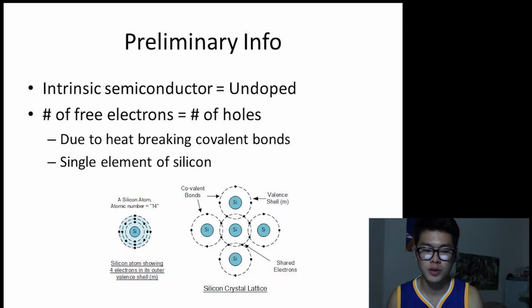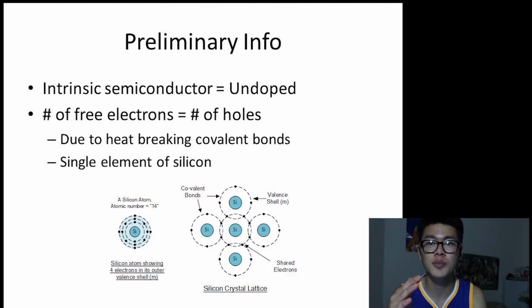Intrinsic semiconductor, which we'll be using, is referencing undoped semiconductors, so it's just silicon, nothing has been added yet. The number of free electrons is equal to the number of holes because we start off with only silicon, so it's a balanced element, and then if we have one freed electron, that means we will have one hole created. So the number is always equal to each other.